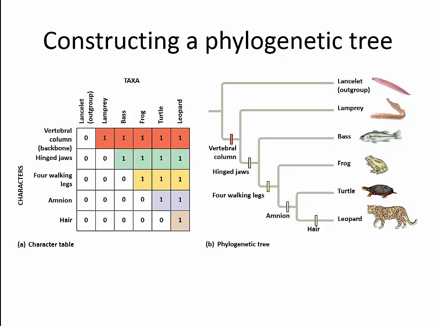And we look at the next characteristic, hinged jaws. Let's see. Lancelet does not have it. Lamprey does not have it. Bass does. Frog does. Turtle does. And leopard does. And on the right-hand side, you see the green bar, which says hinged jaws.